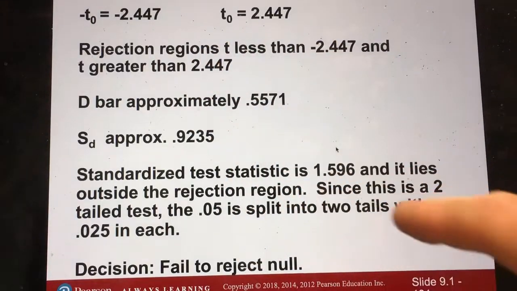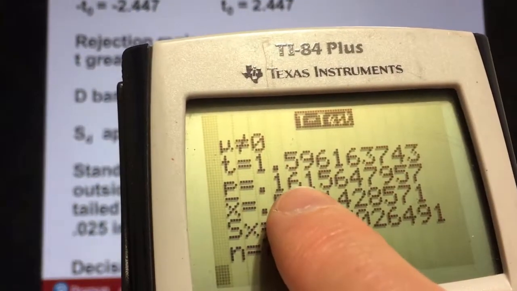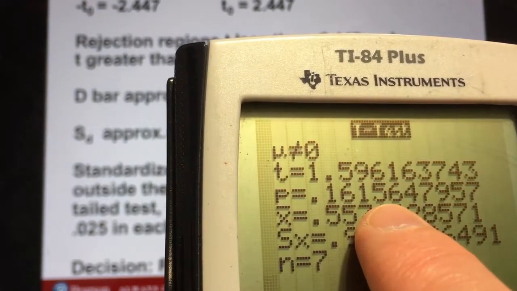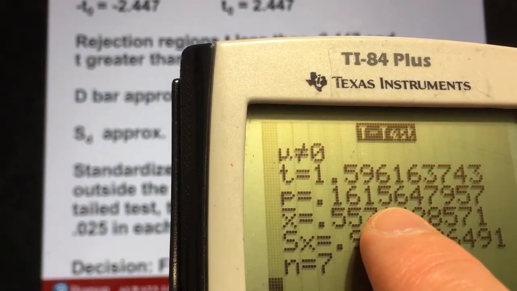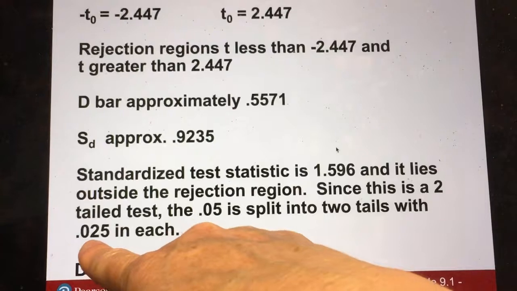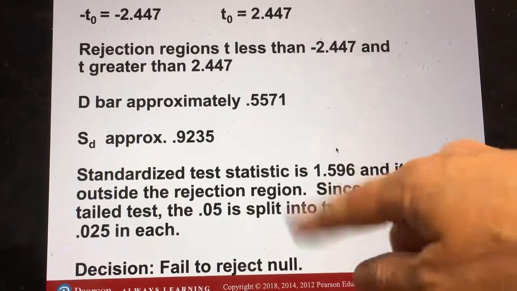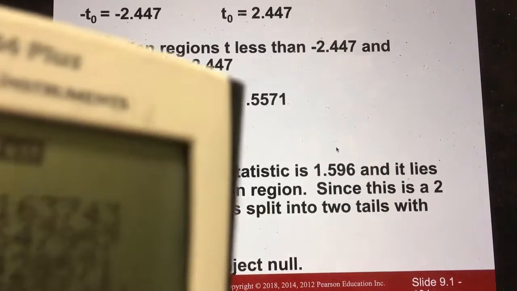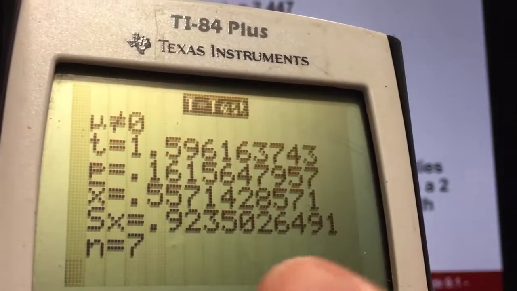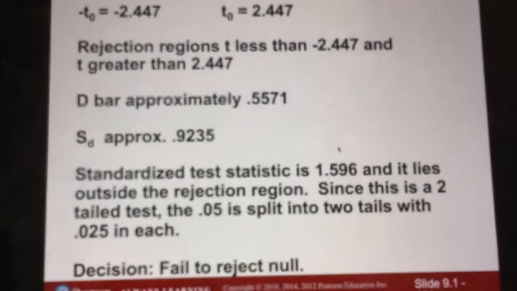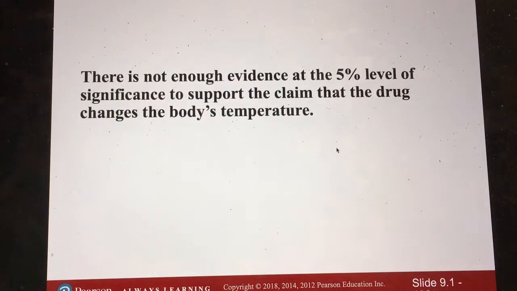And the p, where's my p-value? Oh, p-value is right here. Sorry about that. P-value is not on the screen. So the p-value is 0.1615, and 0.1615 is definitely greater than the 0.025, and we will fail to reject. Okay, so we just did not list the p-value here, but we have it on this calculator screen right there, and it is definitely bigger, and therefore we do not reject. We fail to reject our null hypothesis. There is not enough evidence at the 5% level of significance to support the claim that the drug changes the body's temperature.